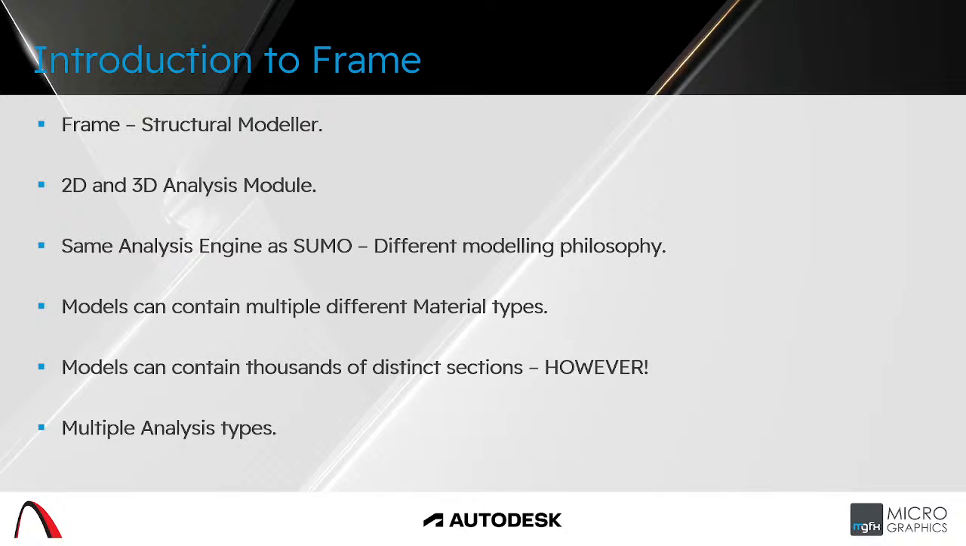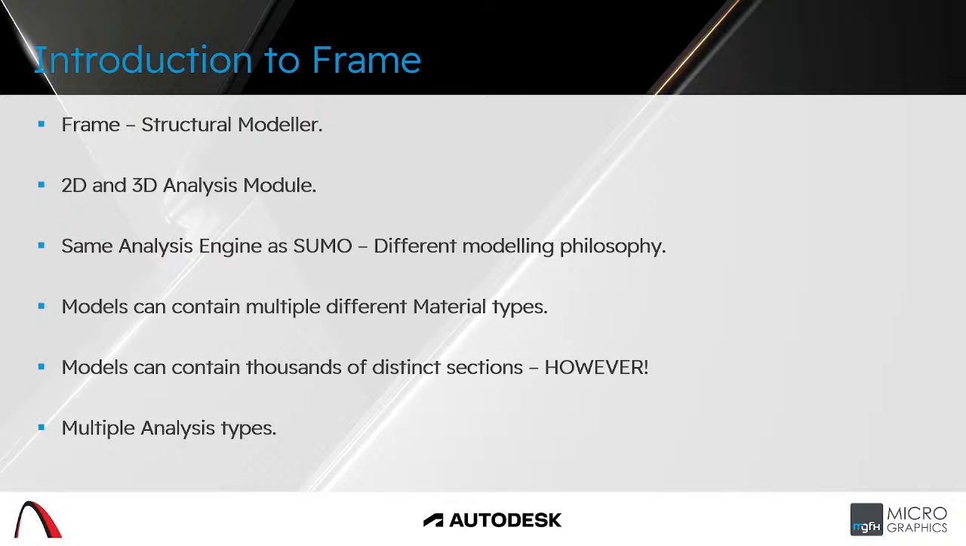So you can model structural buildings with Frame. It can either be 2D structures or 3D structures. So basically, Frame is the same as Sumo, but they have different modeling philosophies. And then models can contain multiple material types. So basically you can have either concrete, timber, or aluminum, depending on the material that you want to use on your building. And then models can contain thousands of distinct sections.